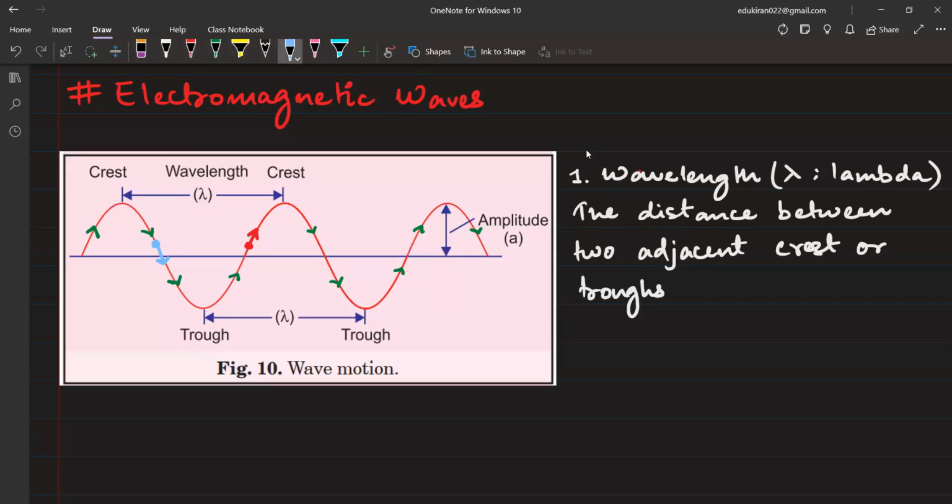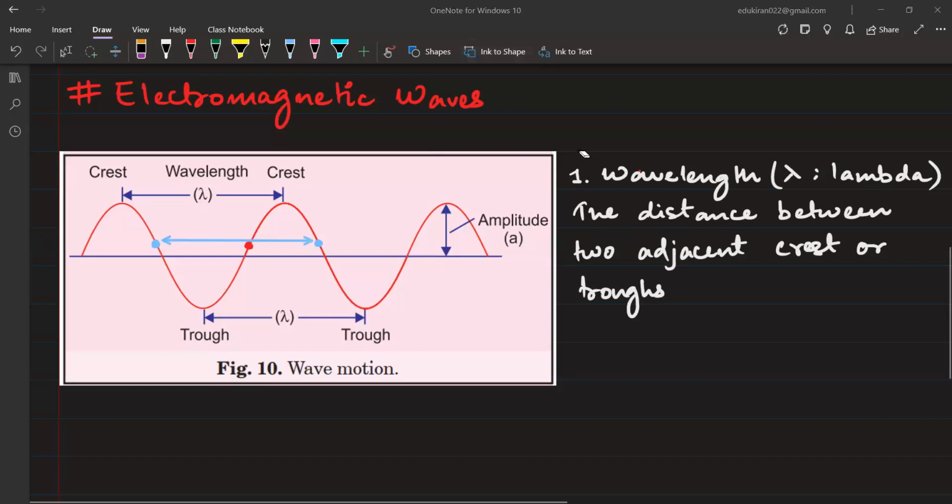This blue one is similar to this blue one here. Correct, guys? Yes or no? Yes, sir. Okay. And the distance between these two blue points is also going to be the same, lambda. You can see all of these are the same, the crest or any two similar points.